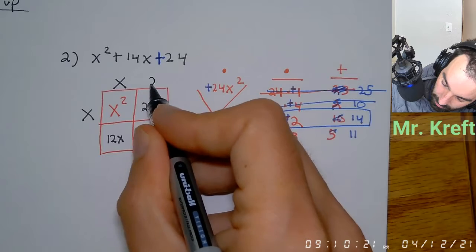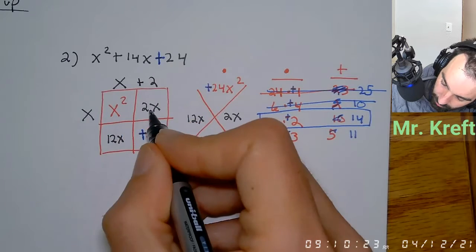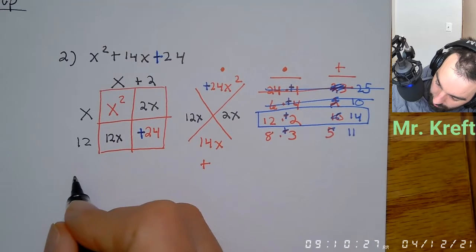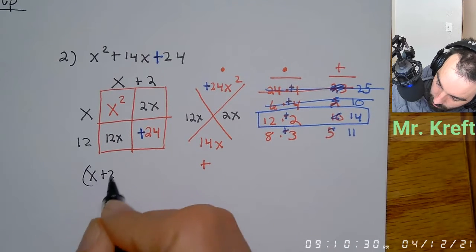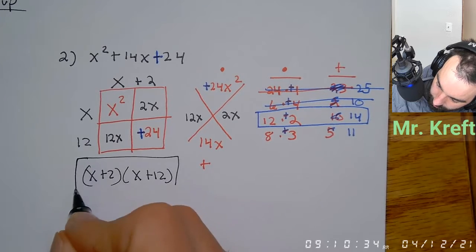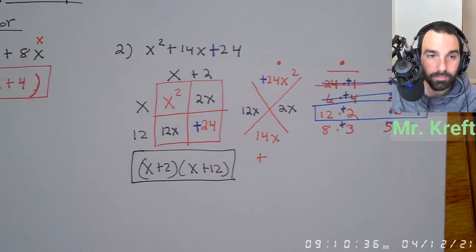So then I'm going to have 2 here, because 2 times x is 2x. Then x times 12 is there. So I'm going to have x plus 2 times x plus 12. That's going to be my answer.